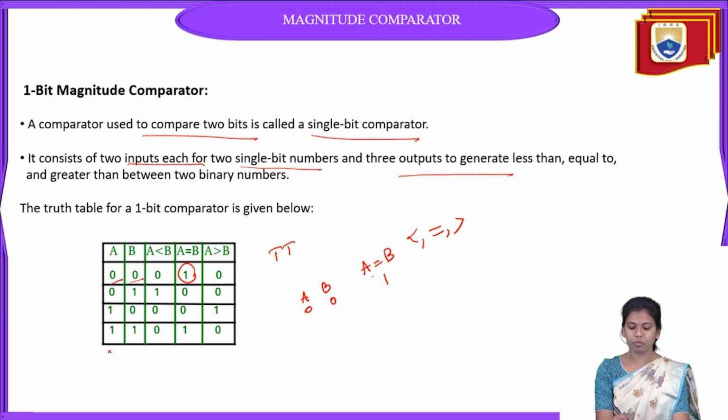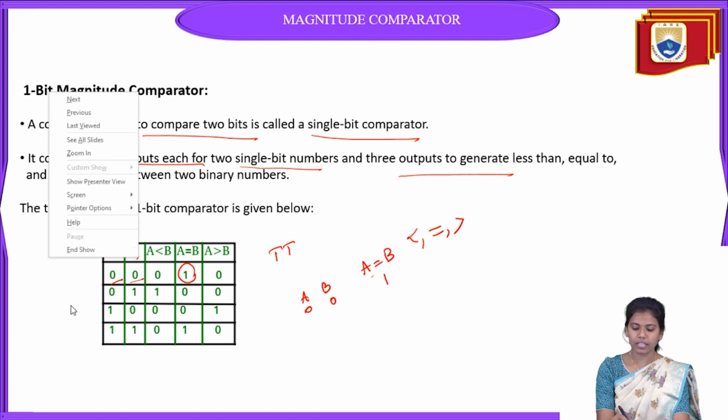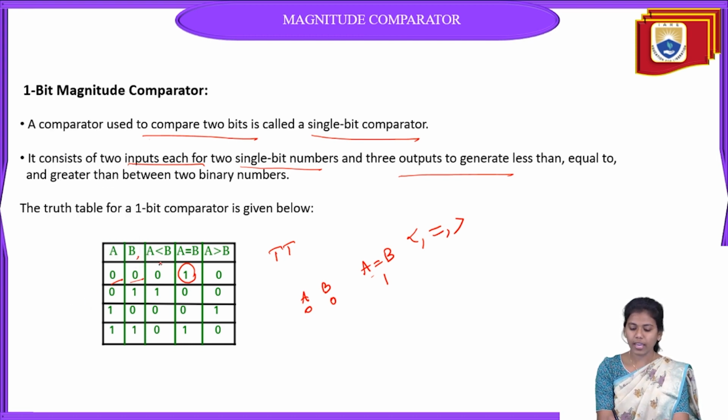Coming to the second one, 0 and 1. A is 0 and B is 1. When A is 0 and B is 1, one of the inputs, B, is 1. So A is less than B. A is 0, obviously less than 1. So here A less than B is 1, and the rest become 0.